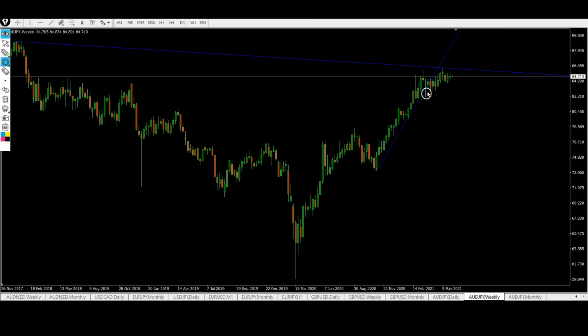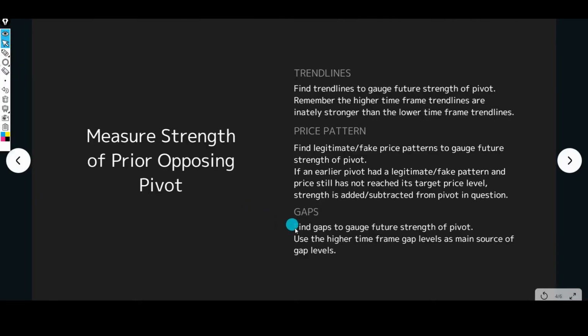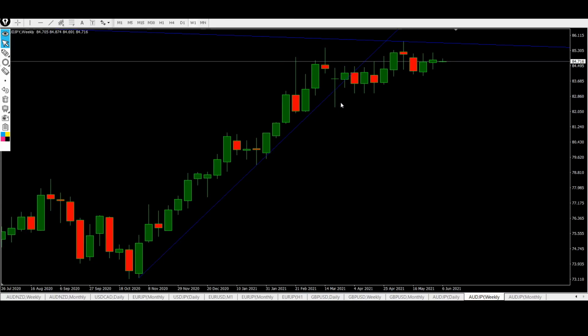All right, so now let's go on to gaps. Find gaps to gauge the future strength of a pivot. Use the higher time frame gap levels as the main source of gap levels. Again on this weekly chart, I already analyzed price to see if there's any gaps at this pivot right here where we're measuring the future long strength for. So let's go ahead and check the monthly chart.